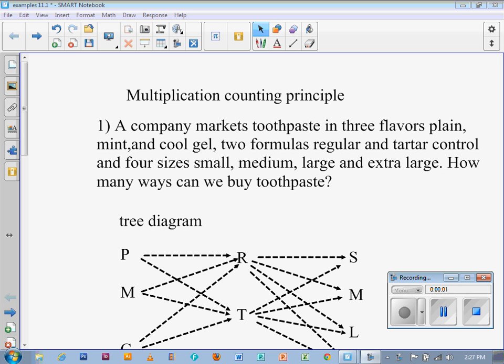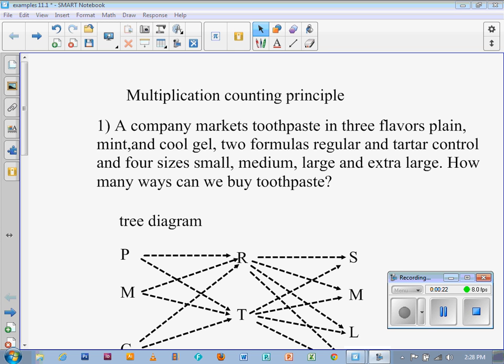This is our first lesson in Chapter 11 on probability and statistics. Our first lesson, 11.1, talks to us about calculating permutations and combinations, which is nothing more than a way of calculating all the possible ways things can happen. One of the ways in which we can do that is called the multiplication counting principle.